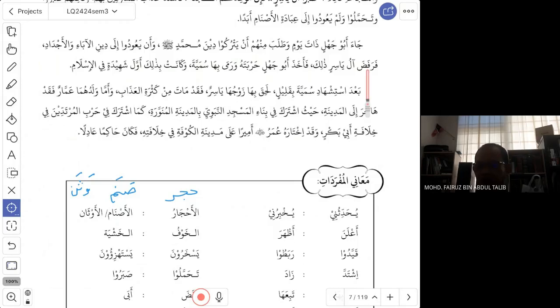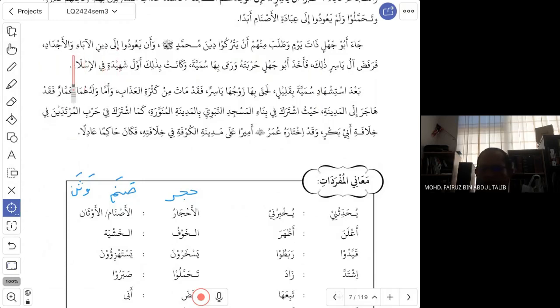Fa rafada, and they refused. Rafada means refused. So Alu Yasir, Al here means the family of Yasir. This is the word that you read in your tahiyya, at-tahiyyatul mubarakah, and in the end you say Allahumma salli ala Muhammad wa ala ali Muhammad, and also to the family of Muhammad. Kama sallaita ala Ibrahim, just like what you did for Ibrahim, so do the same thing to the family, Ali Ibrahim. So this is family.